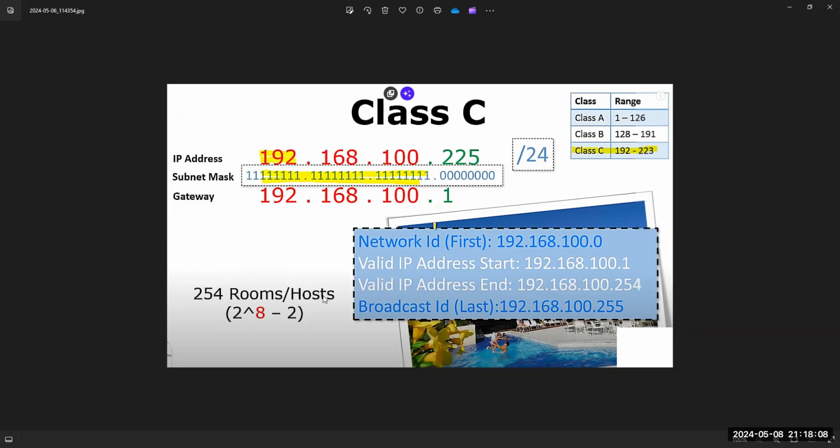Host means an IP address, like 192.168.2.100, starting from 1 till 254. This is the range till which I can create the IP addresses and the hosts. This is the first thing you should remember. Now let us move back over here.